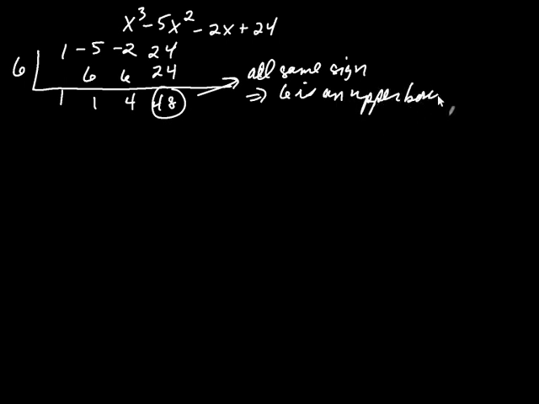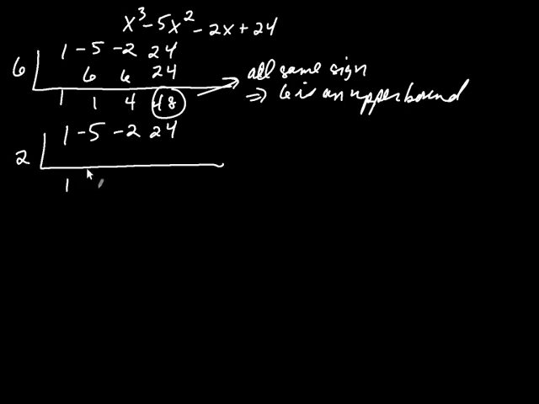Which means in that long list I had, 1, 2, 3, 4, 6, 8, 12, 24, there's nothing larger than 6. Okay, so I don't need to test 8, 12, and 24. So I'm going to go back to my list and I'm just going to test 2. So does 2 go into the remaining polynomial? Let's see. So 1, -5, -2, and 24.